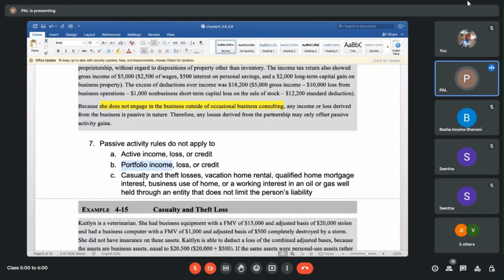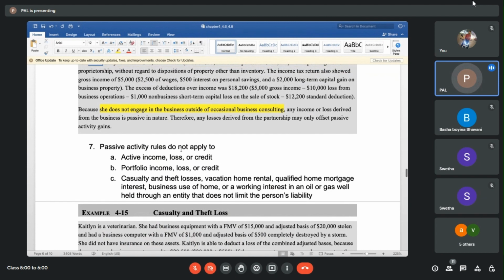Any casualty and theft losses, any theft that has happened, or any kind of casualty, like an earthquake where there is some damage, or floods that have damaged a home or office or whatever. Those kinds of losses are not considered to be passive activities. So the passive activity limitation rule will not apply. There are certain other rules, like this will be clearly capital gains. How much capital losses can be offset against gains are totally different rules.